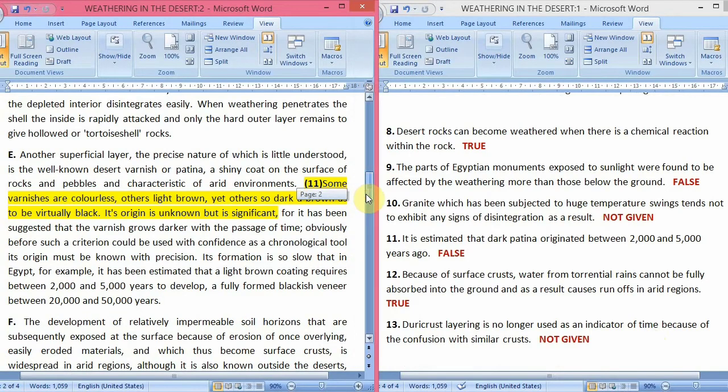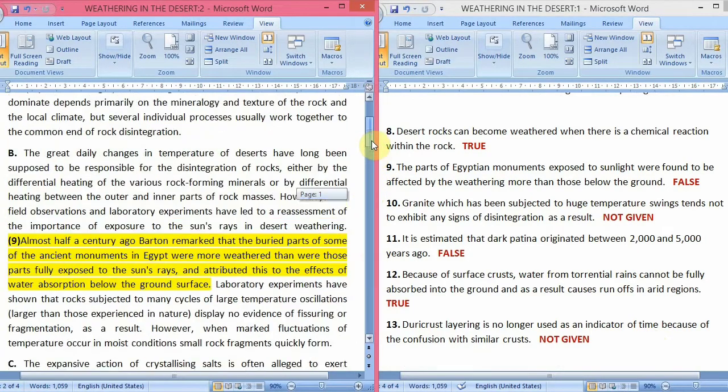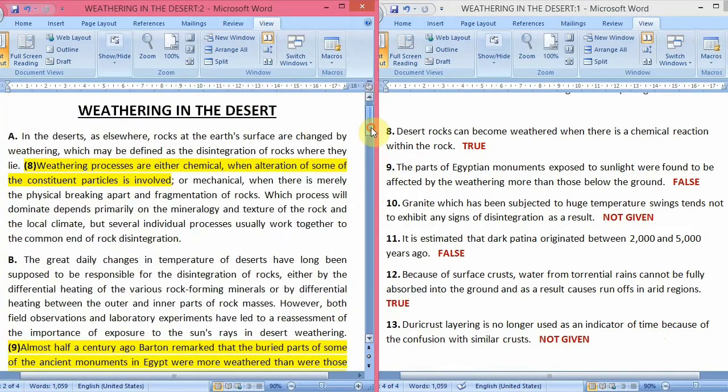So this is true, because I think we have read it in first paragraph when we studied about chemical weathering and mechanical weathering. So yes, weathering processes are either chemical when alteration of some of the constituent particles is involved. So the particles of which the rock is made up of, when those constituent particles react with each other, then that is called chemical weathering, and this can also cause the rocks to weather. So definitely the answer of the eighth question is true.